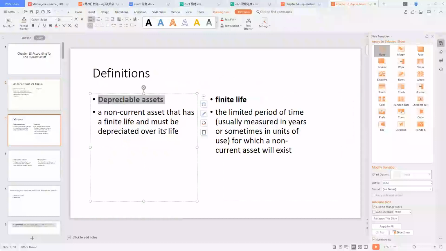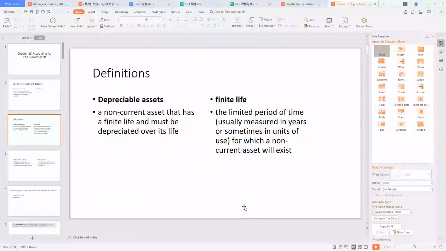Now, the term depreciable asset refers to a non-current asset that has a finite life, therefore can generate depreciation, hence expense. A finite life refers to the limited period of time, usually measured in years or sometimes in units of use, for which a non-current asset will exist.